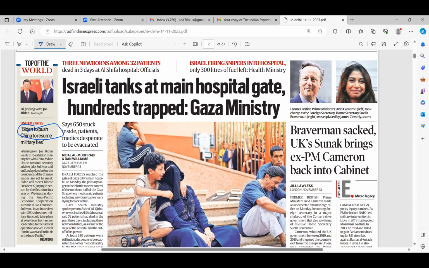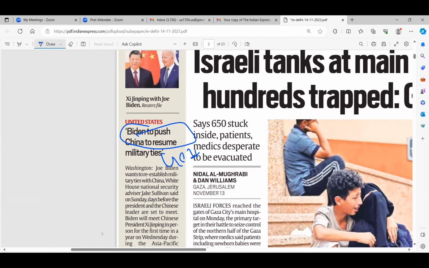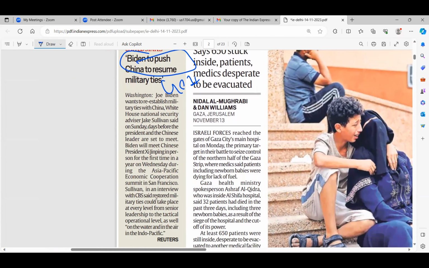When it comes to Biden pushing China to resume military ties, Biden resumes military ties with China, it becomes important for GS2. Now you have to look for certain keywords here. How to look for GS2 kind of keywords? Sometimes a keyword will give you the answer to n number of things. Here, nothing is specific, but Asia Pacific Economic Cooperation Summit is again a keyword.